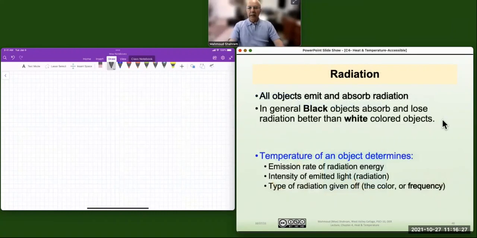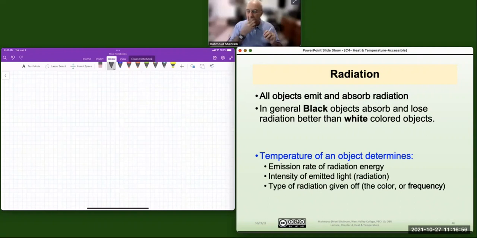Now, every object you can think of is radiating because it is at some temperature. Or it could be a low temperature. Even that piece of ice is radiating. But some at a higher temperature, you can notice that.